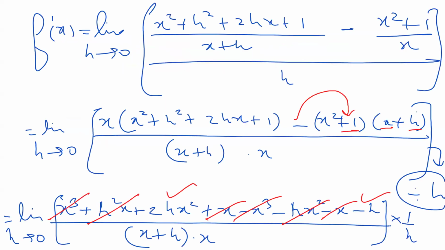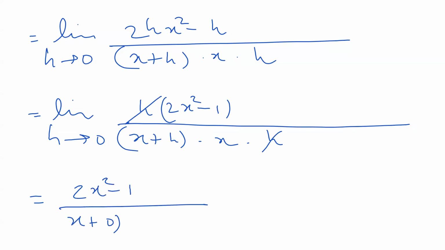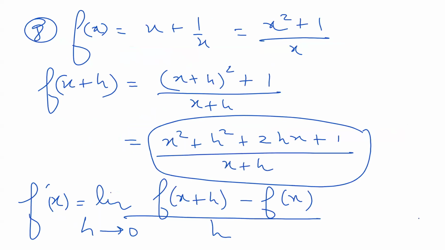See this, x plus h into x into h. So h is gone, put the value of h as 0. So this will be 2x square upon x square. Fine. So this is what the solution is for this particular problem.